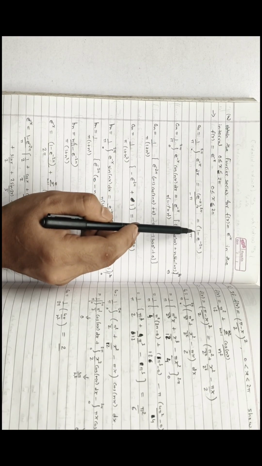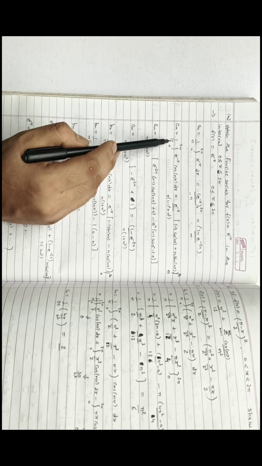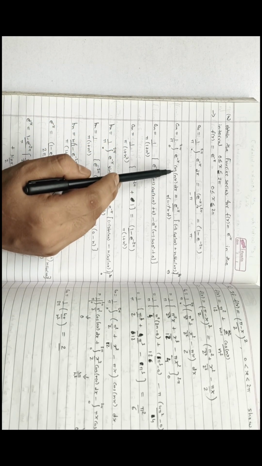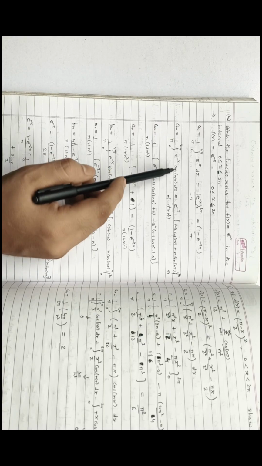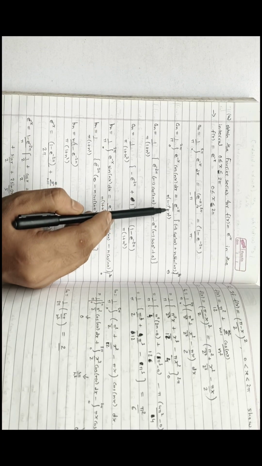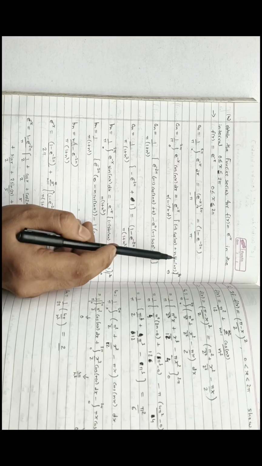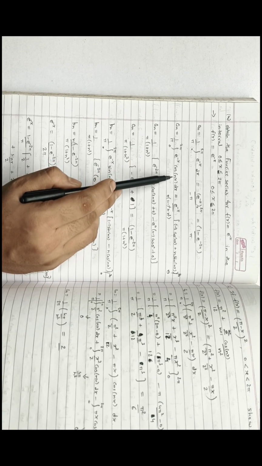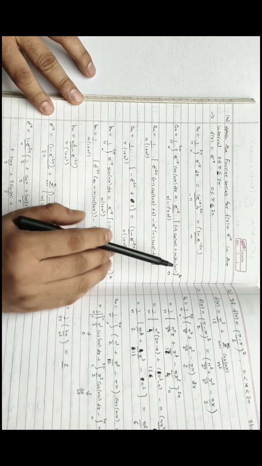So it gives me (1 minus e to the power minus 2 pi) upon pi. So an is 1 upon pi, integral 0 to 2 pi, e to the power minus x cos nx dx. Here I am using the previous formula which I have used there: e to the power ax upon a square plus b square, (a cos bx plus b sin bx), where a is minus 1 and b is n, from limit 0 to 2 pi.